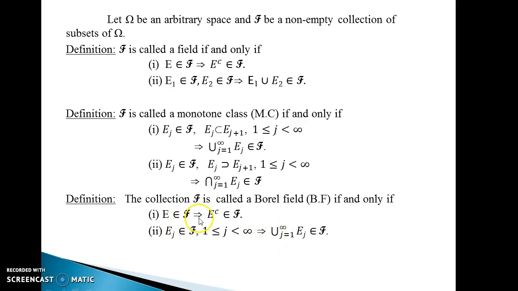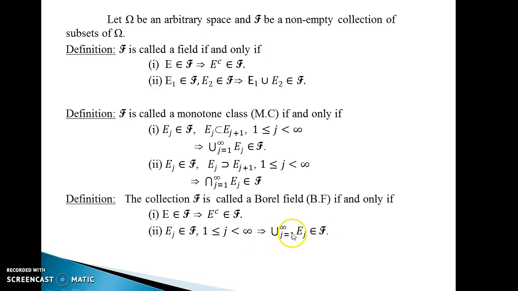Now we compare the definition of Borel field with the field. The first condition is the same. Here F is closed under complementation, and there also F is closed under complementation. The second condition: for a field, F is closed under finite union, but here F is closed under countable union. So we can consider a collection of countably infinite sets, and then their union is in F.